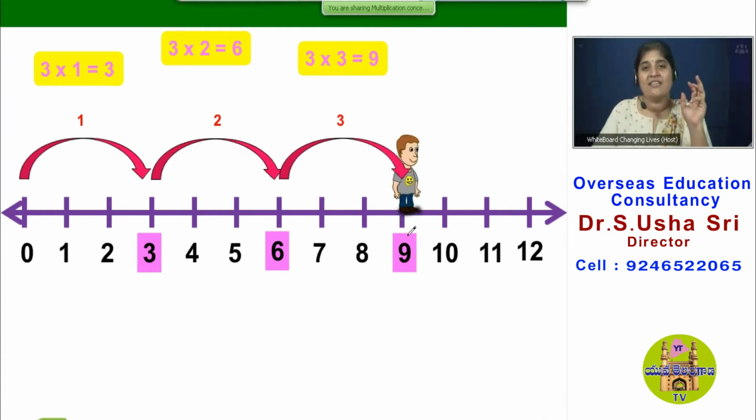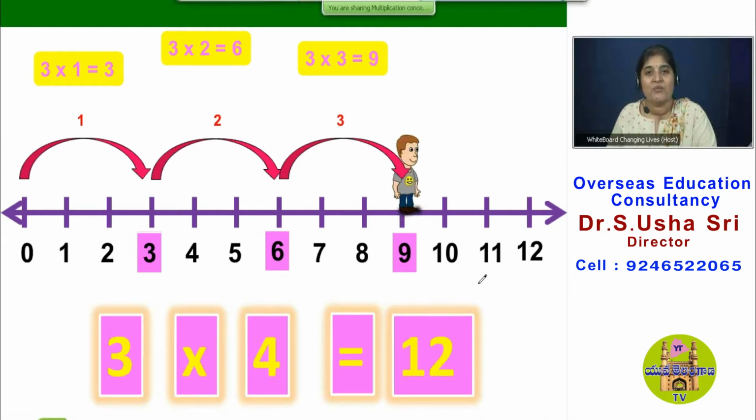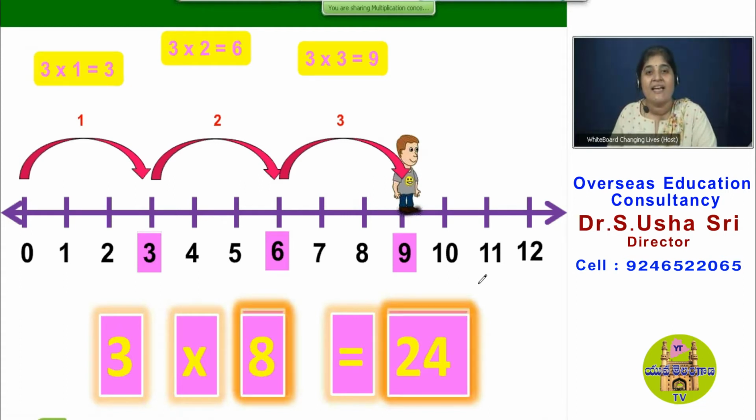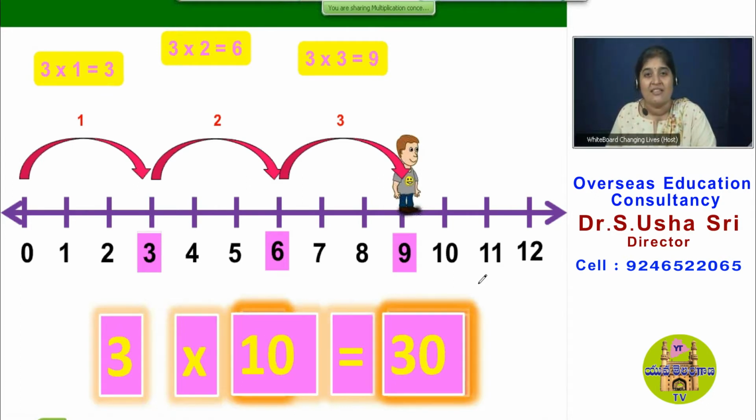So how do we write this? The 3 table. In a similar way, if he jumps 4 times, next 5 times, 6 times, 7 times, like that, I could form a 3 table. Okay, children, let us see over here. So 3 fours are 12, 3 fives are 15, 3 sixes are 18, 3 sevens are 21, 3 eights are 24, 3 nines are 27, and 3 tens are 30.